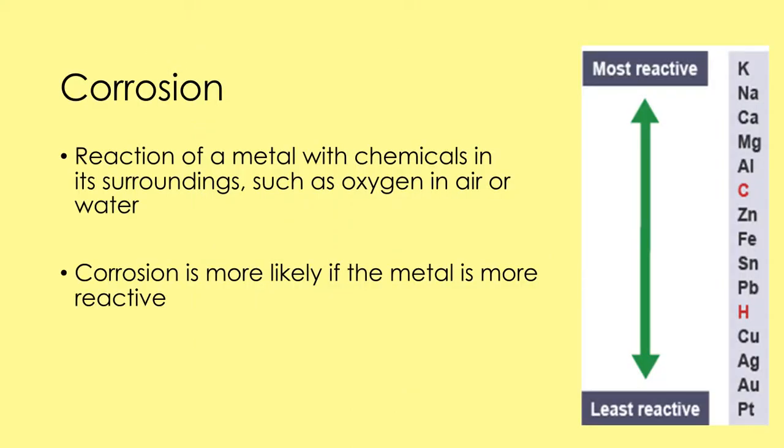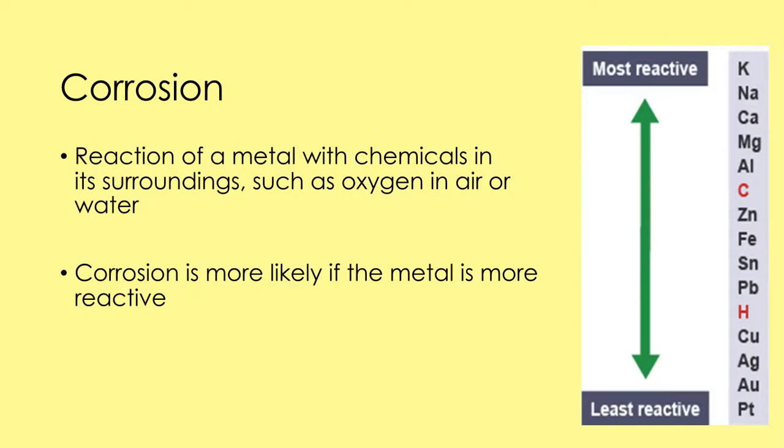We need to know the definition of corrosion. Corrosion is where a metal reacts with chemicals in its surroundings, and it's normally the oxygen in the air or the water vapor, or just water droplets. Sometimes acid rain can cause corrosion, so it might be some acid in the water droplets that can also cause corrosion.